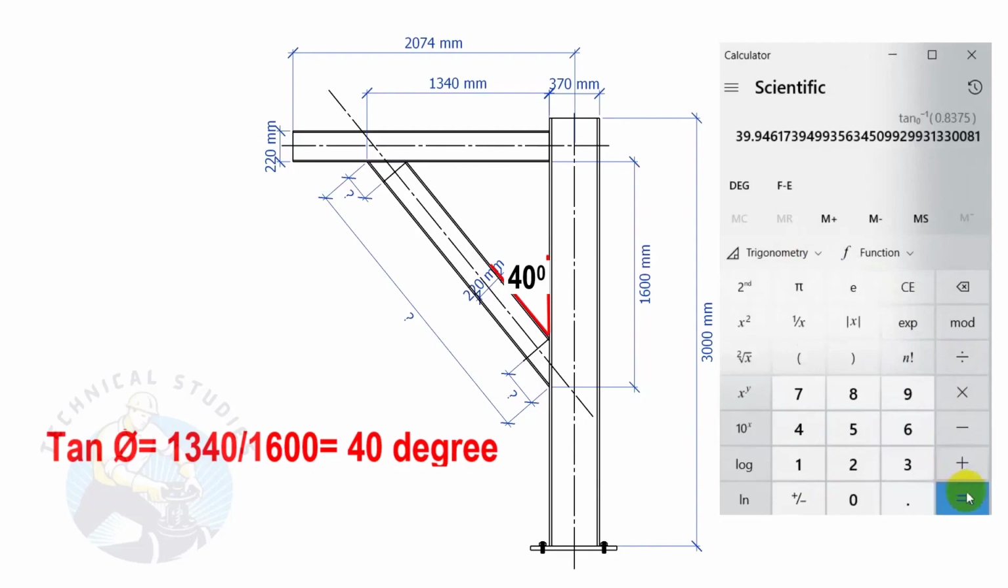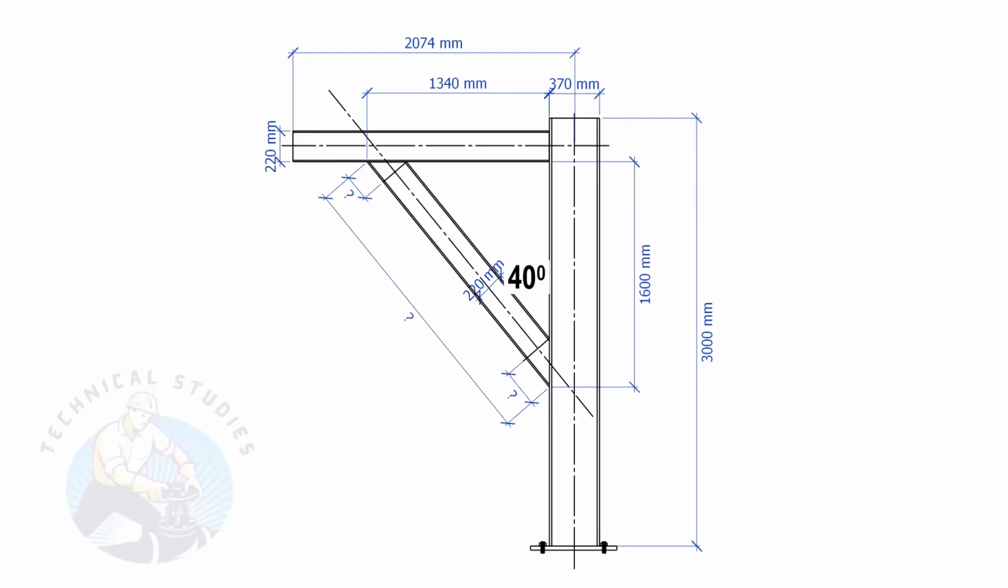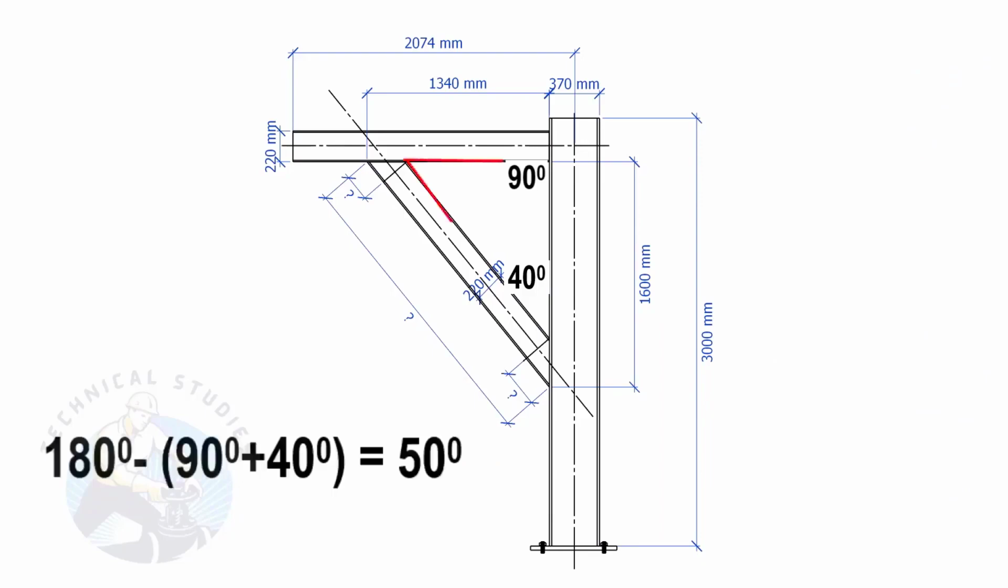So, the angle is 40 degrees. Since this angle is 90 degrees, this angle is 180 minus 90 minus 40, which equals 50 degrees.